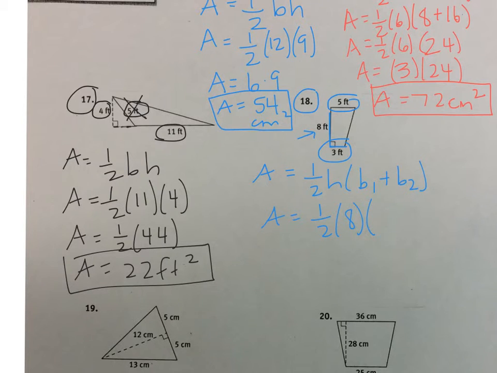Base 1 and base 2, I usually do the top as base 1, but it really doesn't matter at all. The bottom is base 2, and sometimes they'll be the left and the right because of the positioning. So either way, it's 5 plus 3, which is also 8. And so 1/2 of 8 times 8, which is 1/2 of 64, which is 32 feet squared.